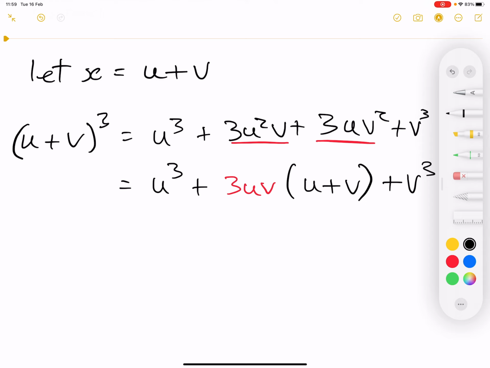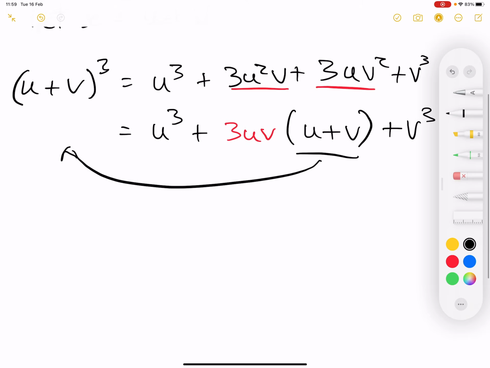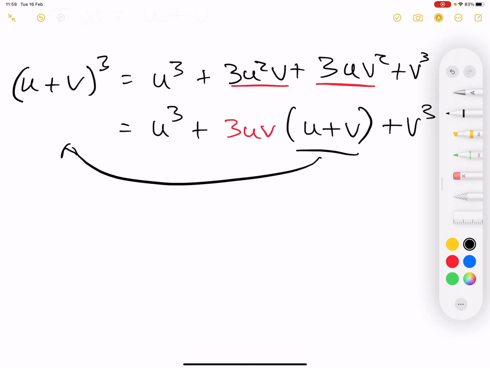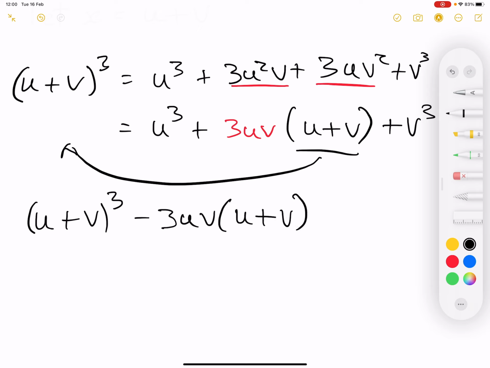And now we've got an x term here and an x term over here with the u cubed plus v cubed. So then we have u plus v cubed minus 3uv (u plus v) minus (u cubed plus v cubed), and that will be equal to 0. I just haven't got enough space.